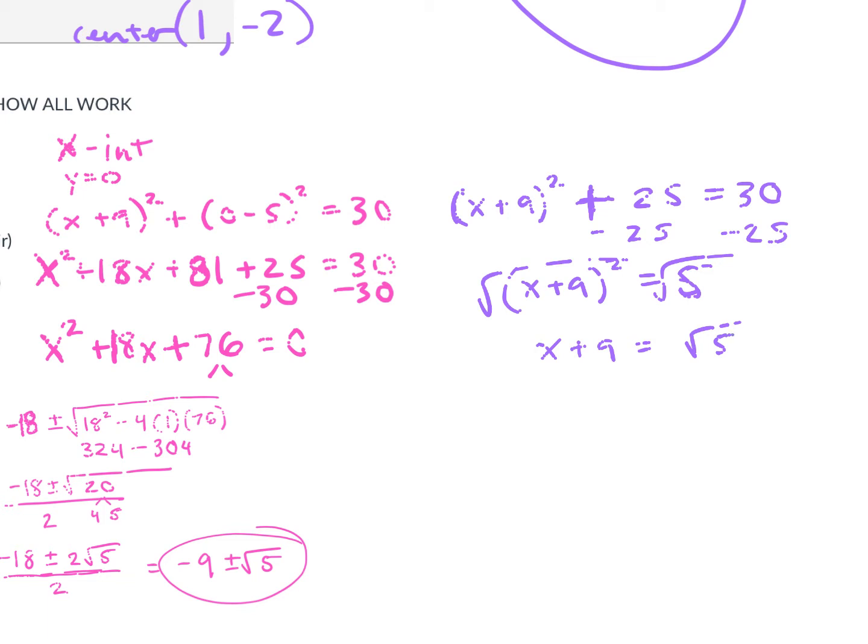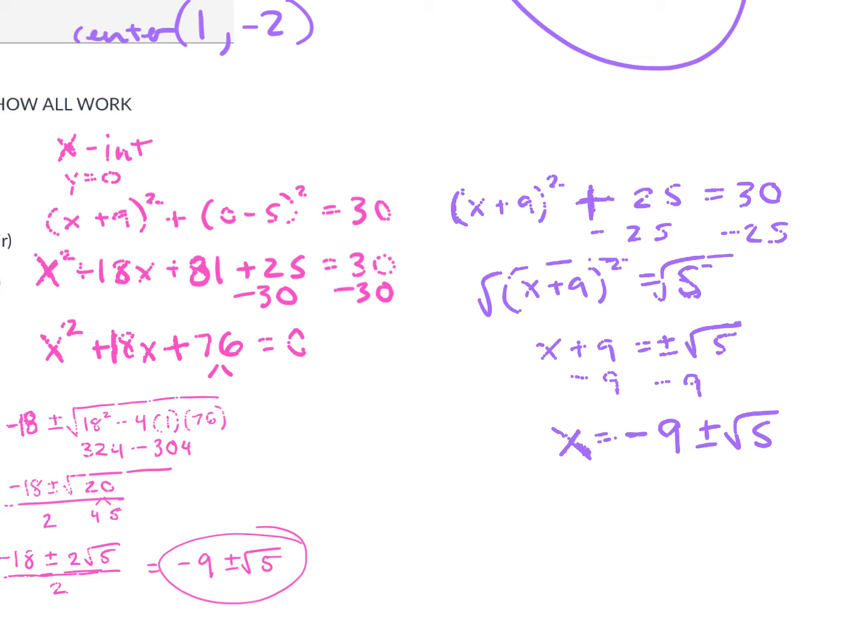And then I can subtract 9 on both sides. So x is equal to negative 9 plus or minus the square root of 5. Which is, in my opinion, a lot easier. So again, that's our x-intercept.